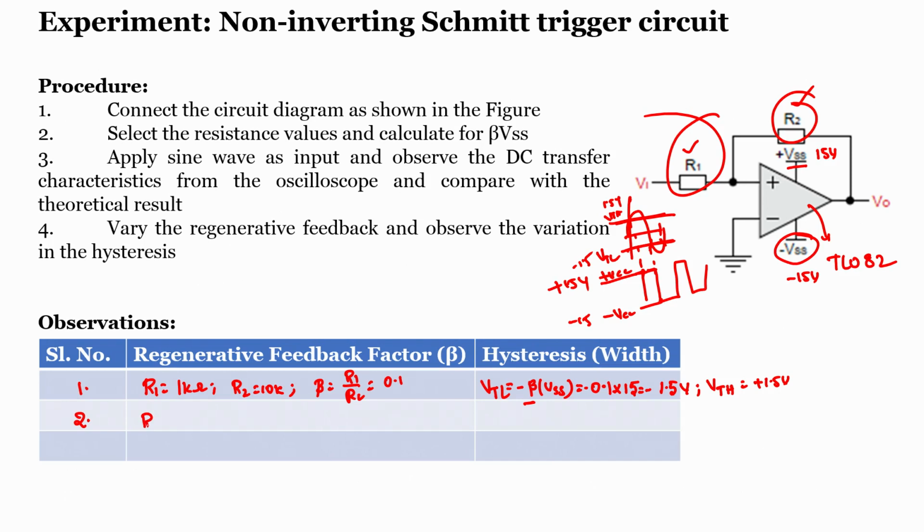So, now I will consider R1 as 10K and R2 also as 10K. So, the beta will be 10 by 10, which is 1, right. So, VTL will be minus beta into 15, which is minus 1 into 15, which is minus 15 volts, whereas VTH is plus 15 volts.